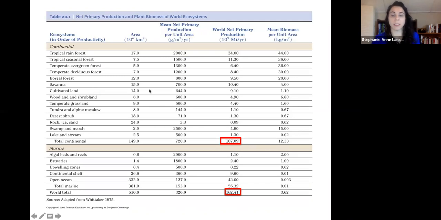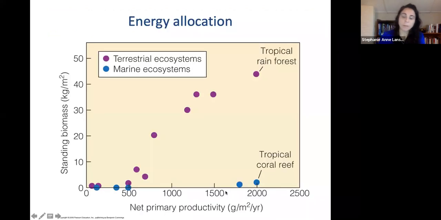And so we can see here when we look at world net primary production, again, our total acreage of primary production, we're really getting a lot of our primary production from the savanna, from the tropical rainforest, the cultivated land. But we're also getting it in the marine environments. And because there is so much more area in the marine environments, the open ocean, algal beds, estuaries, we do get a lot of our primary production there. But we do need to understand where it is.